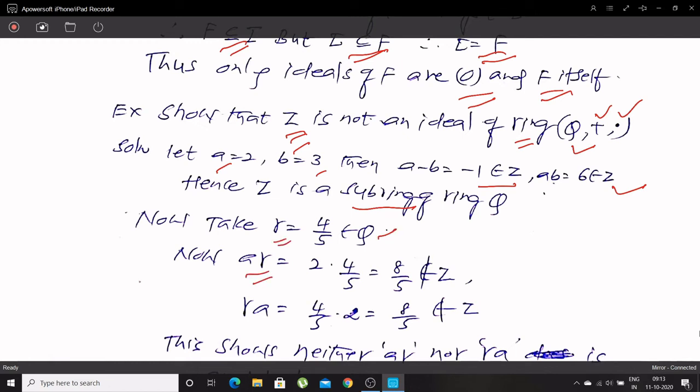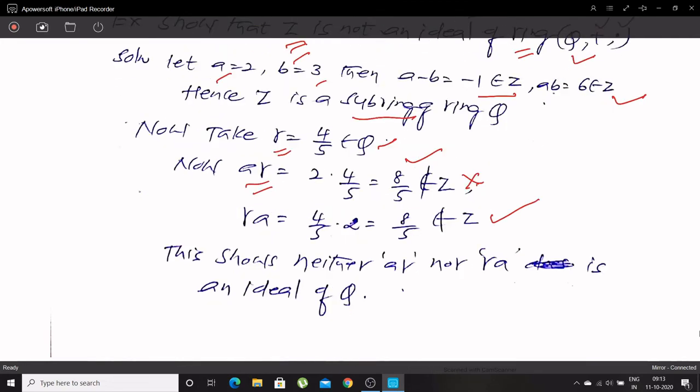AR. What is AR? Product: A is 2, R is 4 by 5. Therefore, their product is 8 by 5. 8 by 5 is not at all an integer. That means it does not belong to Z. Similarly, if I take RA, again we get the same 8 by 5. It is not an integer. Therefore, this example shows that this is neither a left ideal nor a right ideal. That means this is not an ideal.